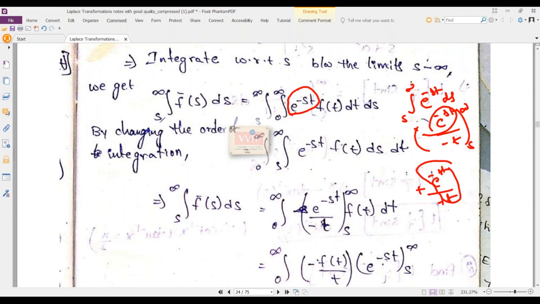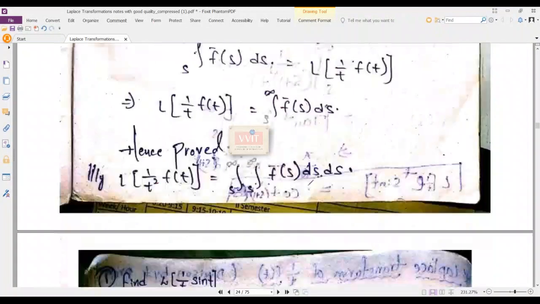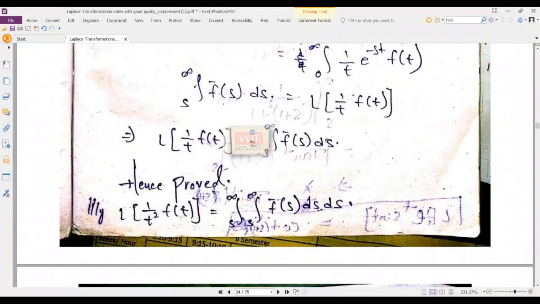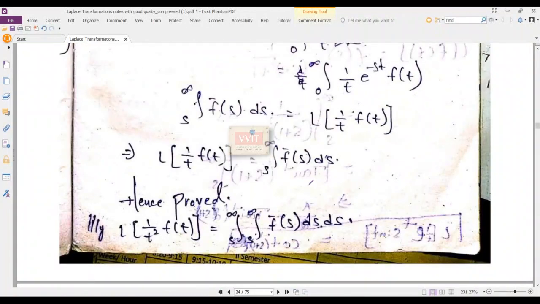So in that way I got the integration. Earlier I differentiated with respect to s; now I need to integrate with respect to s from s to infinity. That's the logic behind it. For multiplication with t, I differentiated with respect to s. Now for division by t, I integrate with respect to s from s to infinity. How many times t is in the denominator, that many times I have to integrate. No other option.